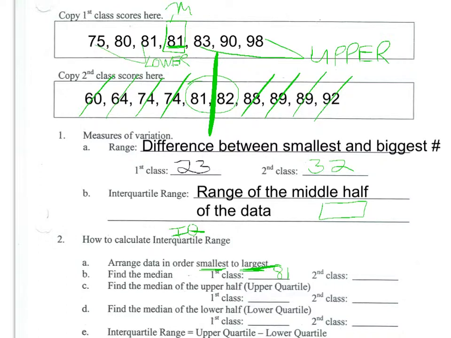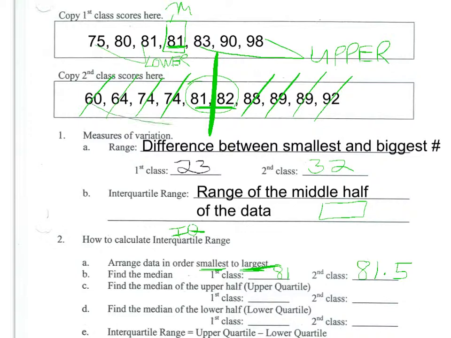So remember we did this before. If you have an even set of numbers, your median is just going to be the average of the 2 middle numbers. So if I took the average of 81 and 82, that would be 81 and a half. So I put this here for the second class. 81.5 is the median. So then that separates the data into 2 halves.